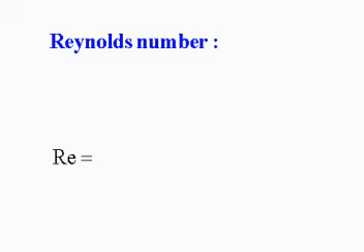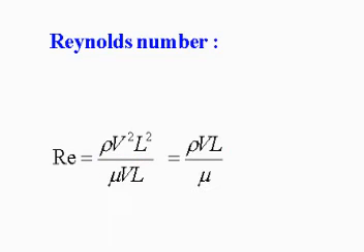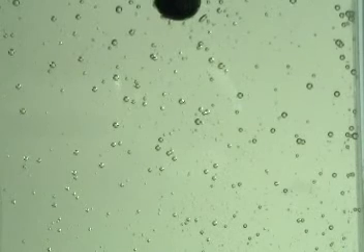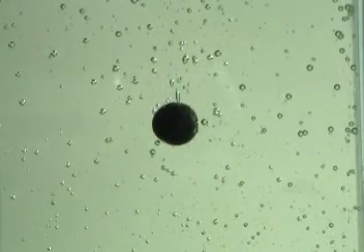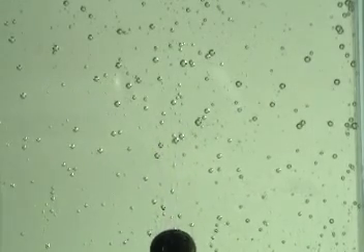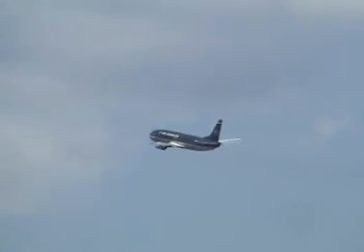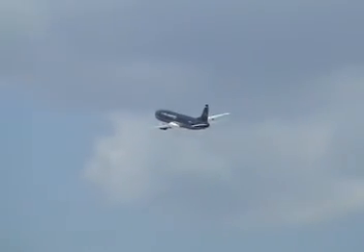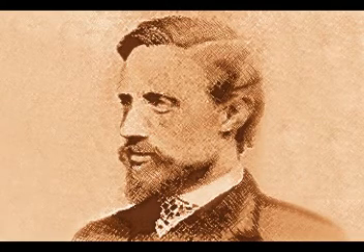It's defined as the ratio of the inertial force to the viscous force on a body, and it's equal to rho VL over mu, or just VL over nu. When the Reynolds number is much less than 1, as in this bead falling through shampoo, the flow is dominated by viscous effects. We call this creeping flow. When it's much greater than 1, as in the case of this airplane, the flow is dominated by inertial effects. The Reynolds number is named for that great father of modern fluid mechanics, Osborne Reynolds.